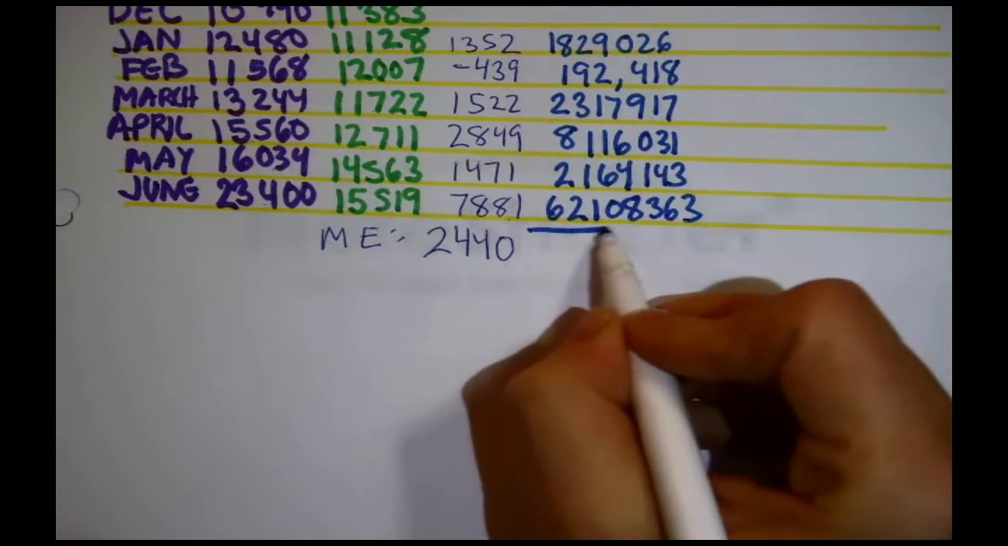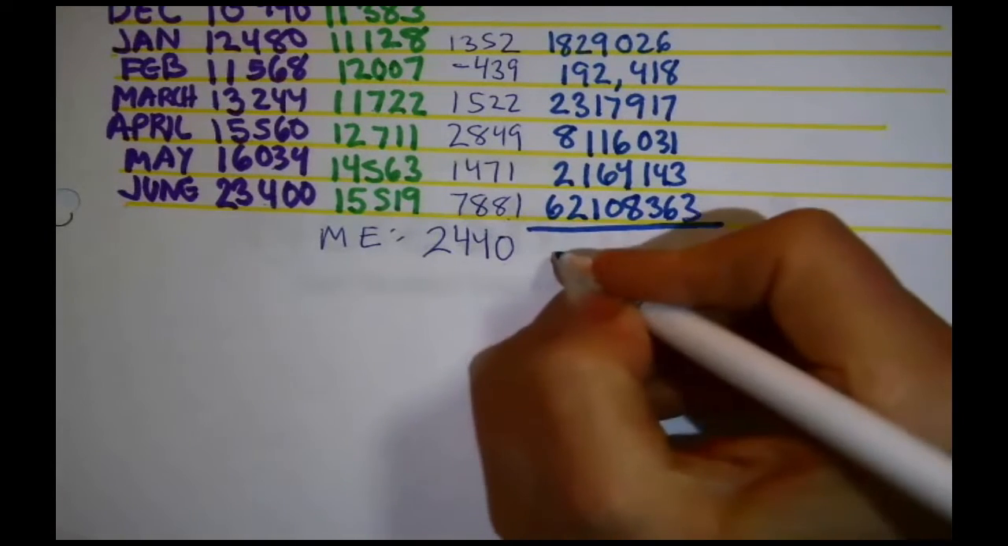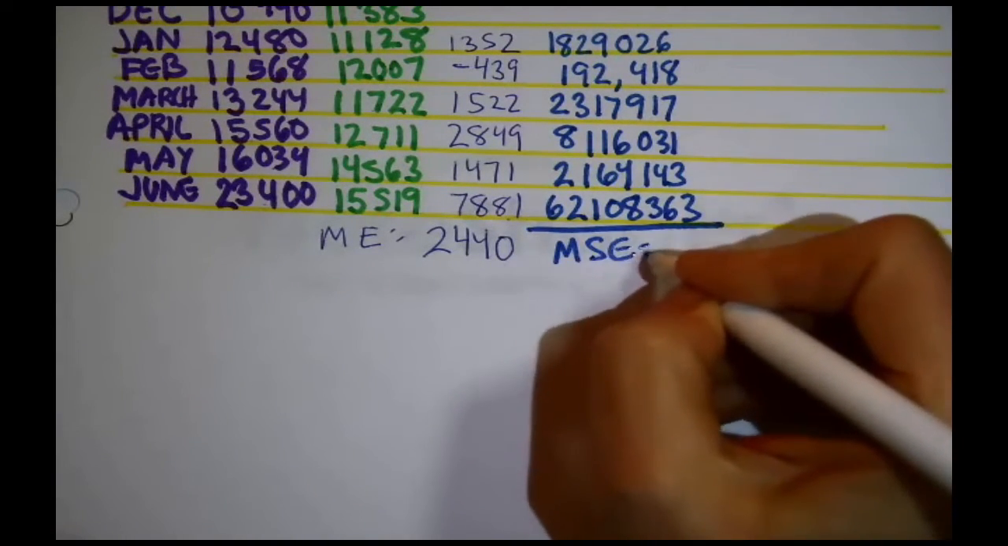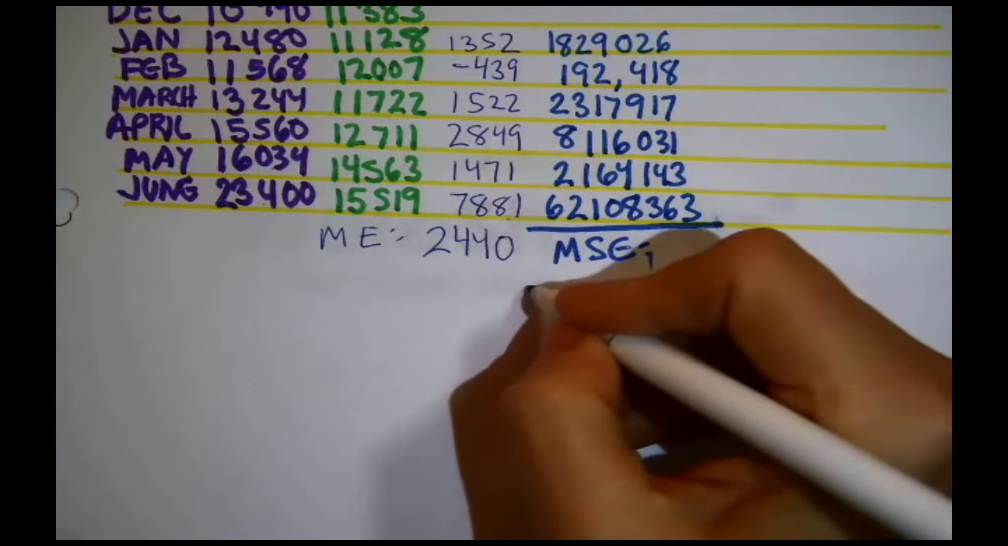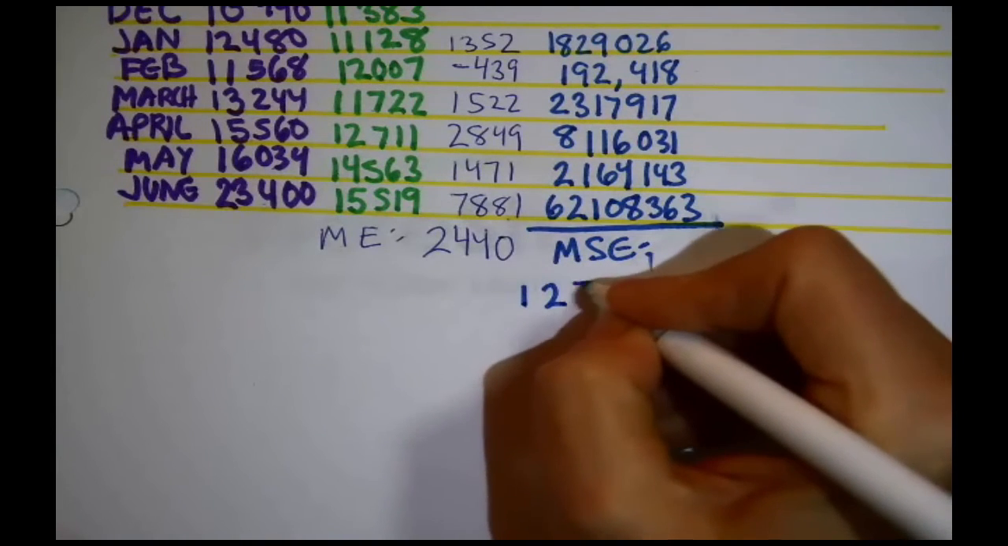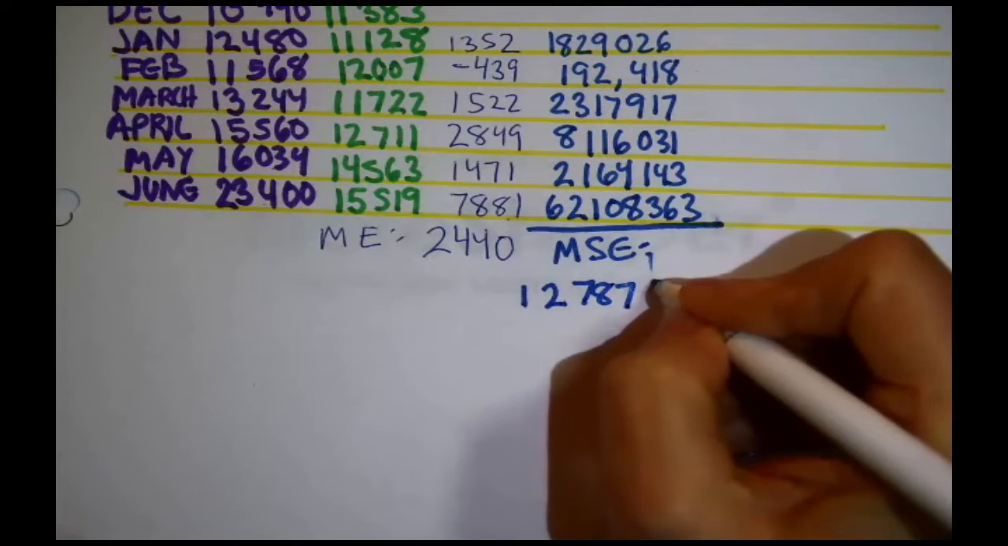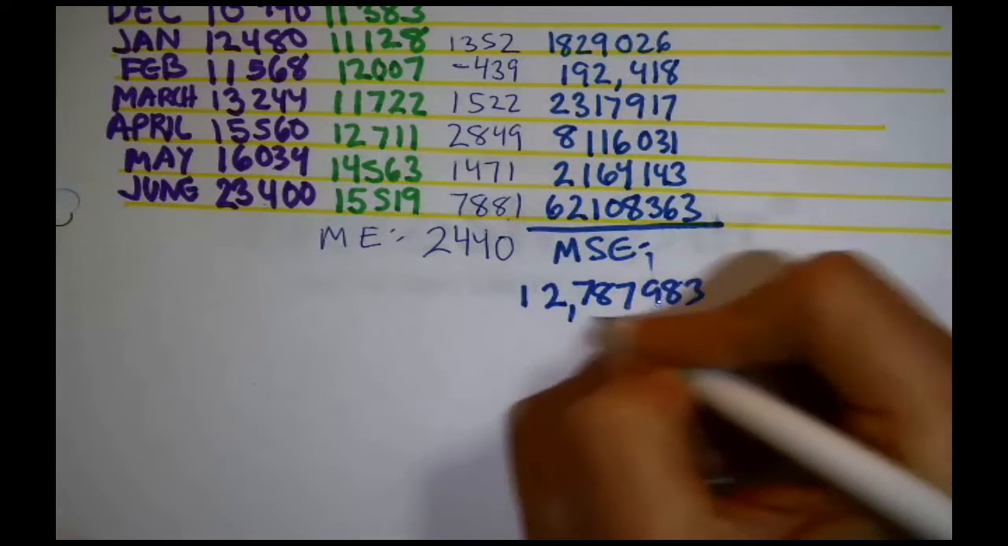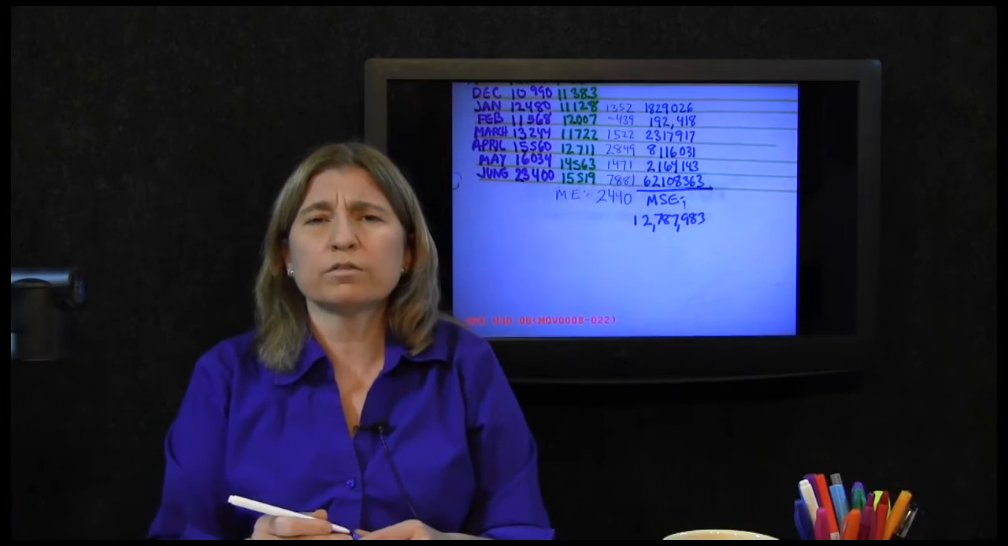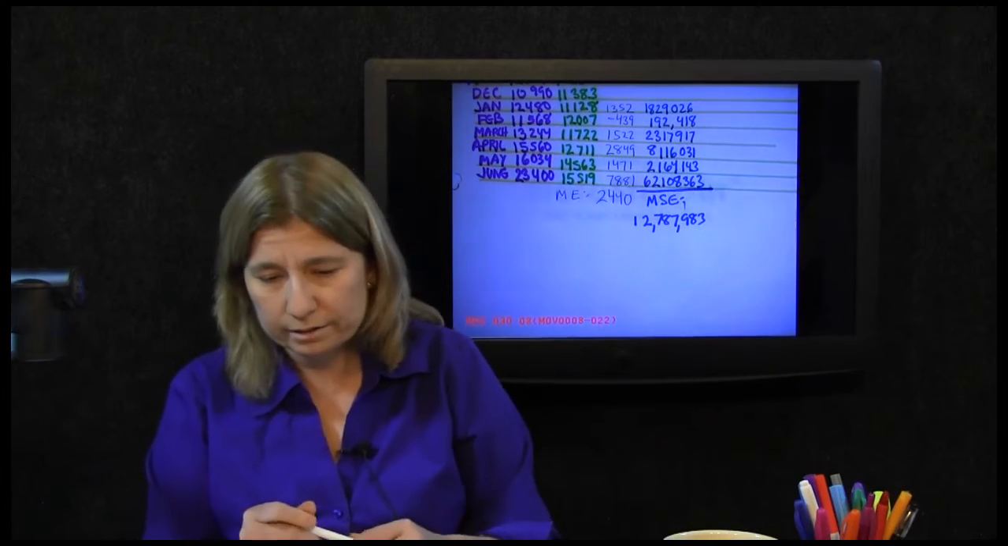Okay, never mind any one of those numbers. What we wanted to know is what's their average. Mean squared error, I just average these together. I get 12,787,983, a mean squared error of over 12 million. Oh, all right.